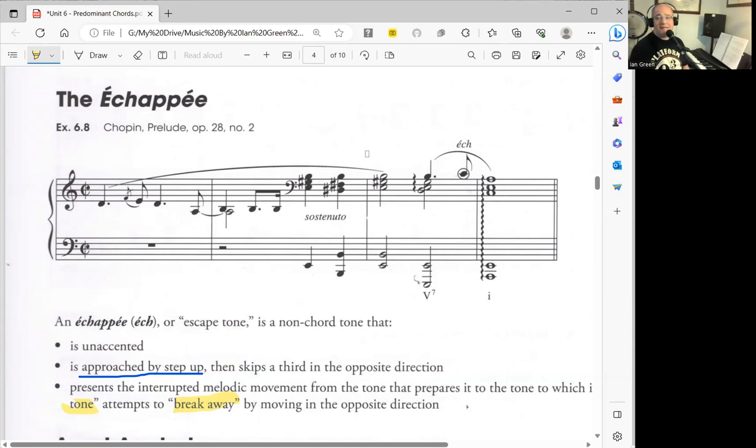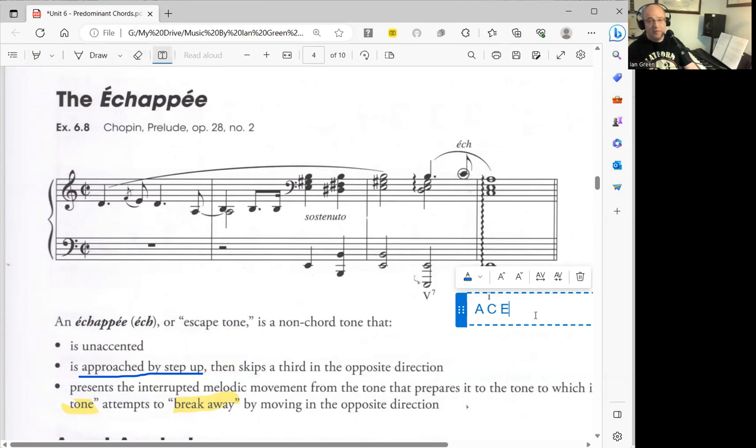Now, here's an interesting technicality with échappé notes. Usually when an échappé occurs, it occurs by going up by step and then down by leap. And in this particular case, the C, which is the note that is the non-chord tone, is also part of the chord that's coming next. The A minor chord contains the notes A, C, and E, which I can type here.